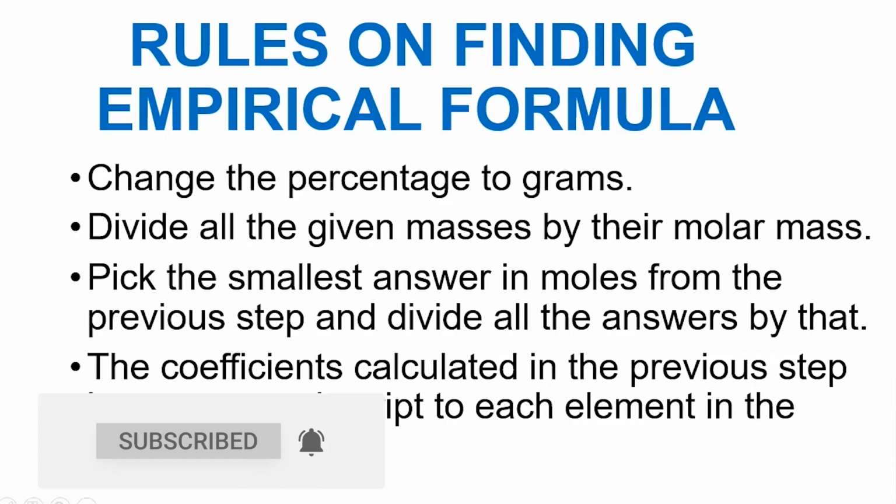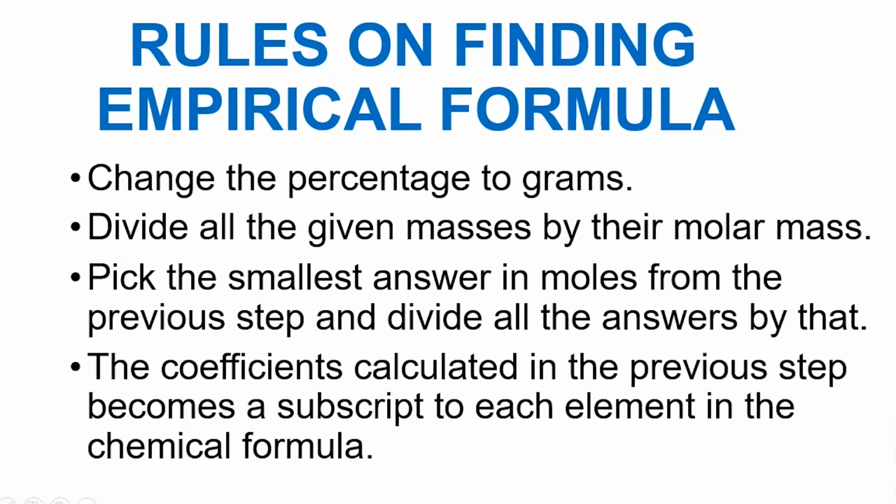What do they mean? When you divide these masses by their molar mass, you must definitely get an answer, a small answer. Remember, you're dividing each element. So when you divide each element's given mass by its molar mass, you will get a smallest answer. Definitely, the answers will not be the same. For example, hydrogen cannot have the same answer as oxygen. So the smallest answer you get from that division, you use it to divide all the answers.